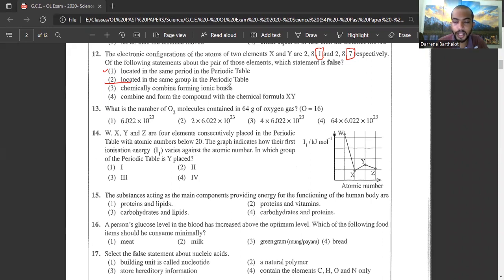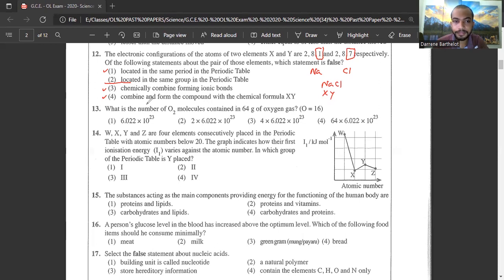Chemically combined forming ionic bonds. That's also correct. Why? Here 2,8,1 is sodium, while 2,8,7 is chlorine, right? So these two will form an ionic bond. Fourth answer, combine and form a compound with the chemical formula XY. That's correct. Sodium chloride, that means XY. So the fourth one is also correct. The false statement is the second one. So the answer is the second one.